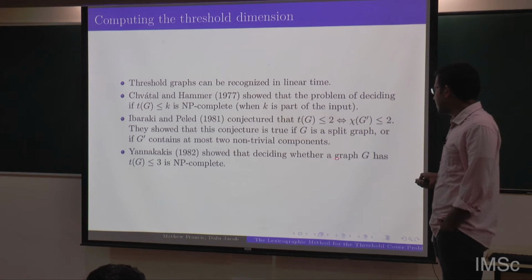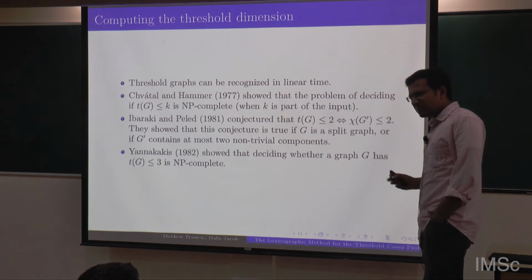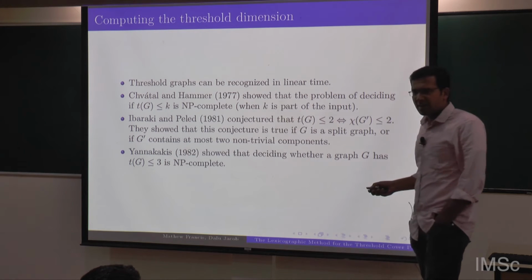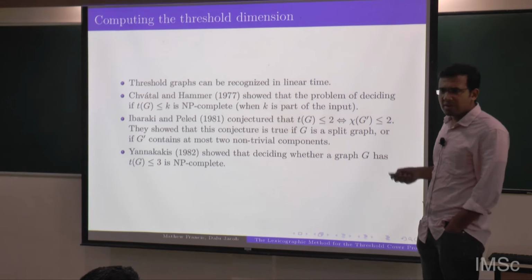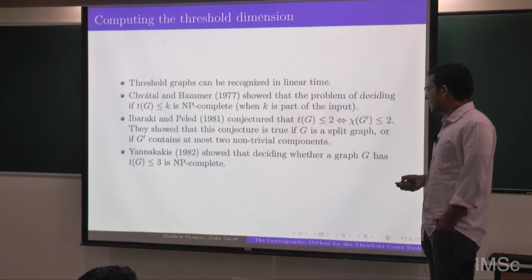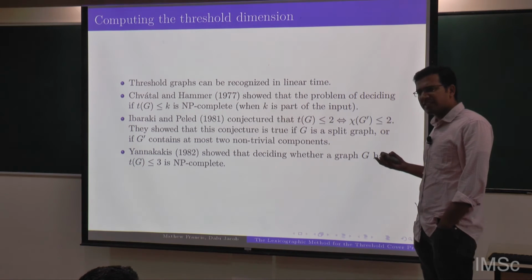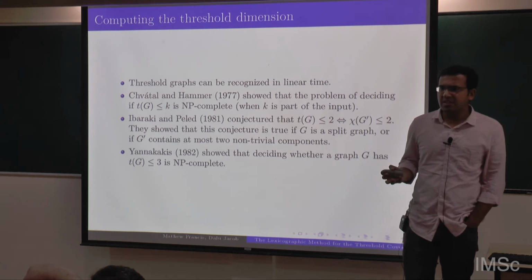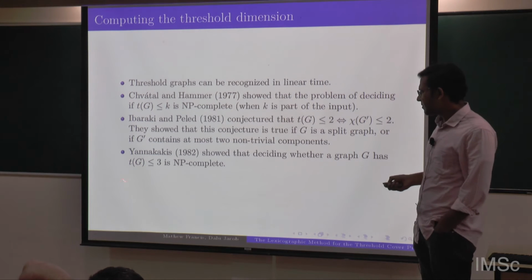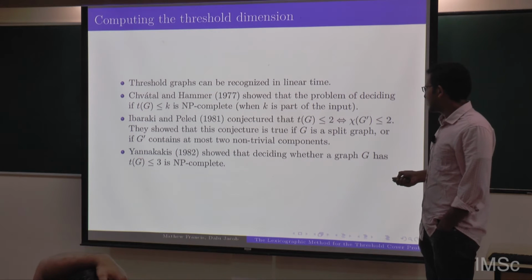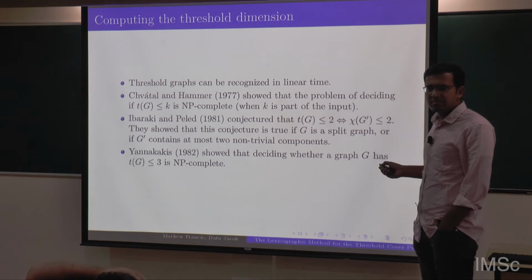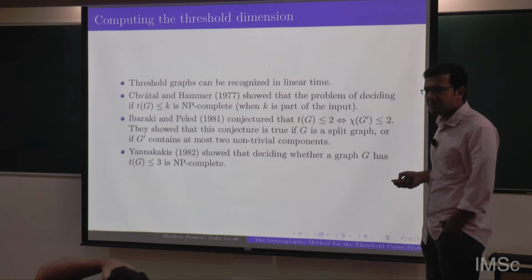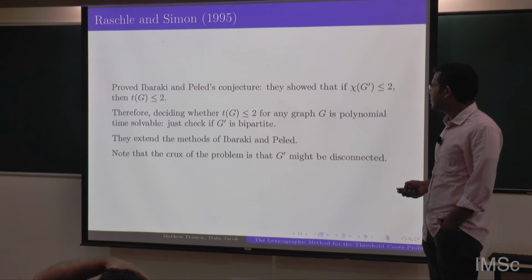Yannakakis showed, in a celebrated paper from which a lot of problems turned out to be NP-complete, that even if you just want to check if a graph can be covered with 3 threshold graphs, that itself is NP-complete. Okay. So only the case of 2 remained to be checked, whether it was polynomial time or NP-complete.